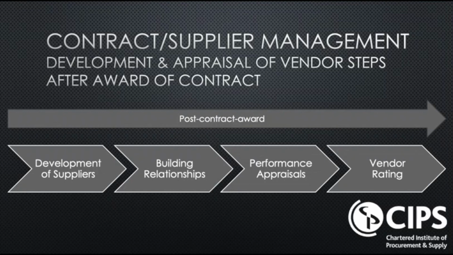Now, contract and supplier management is concerned with developing suppliers, motivating and incentivising them to work well with us. It involves building relationships with our suppliers through regular contract review meetings and resolving issues. There's an element of performance appraisals as well within that process. We need to be able to measure success against key performance indicators that have been set.